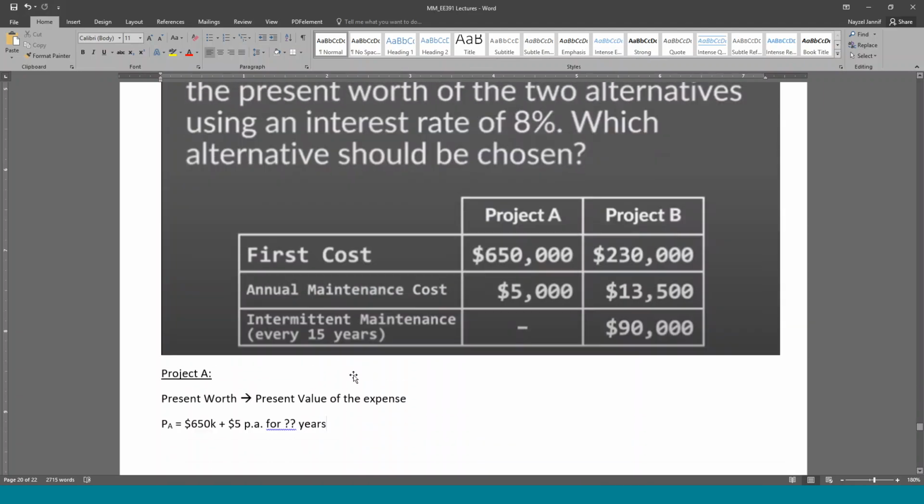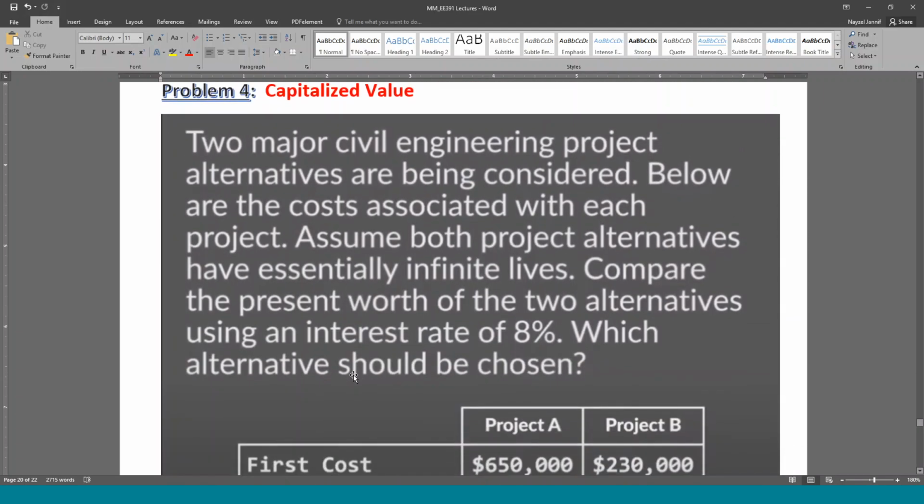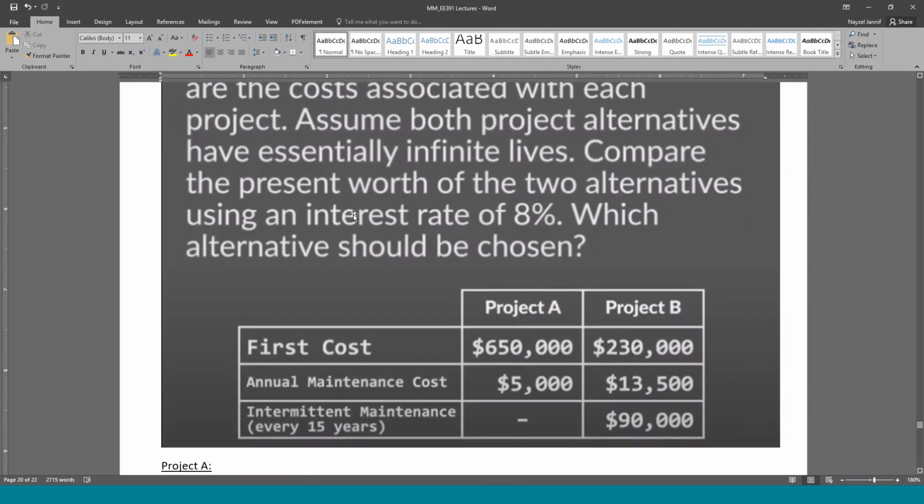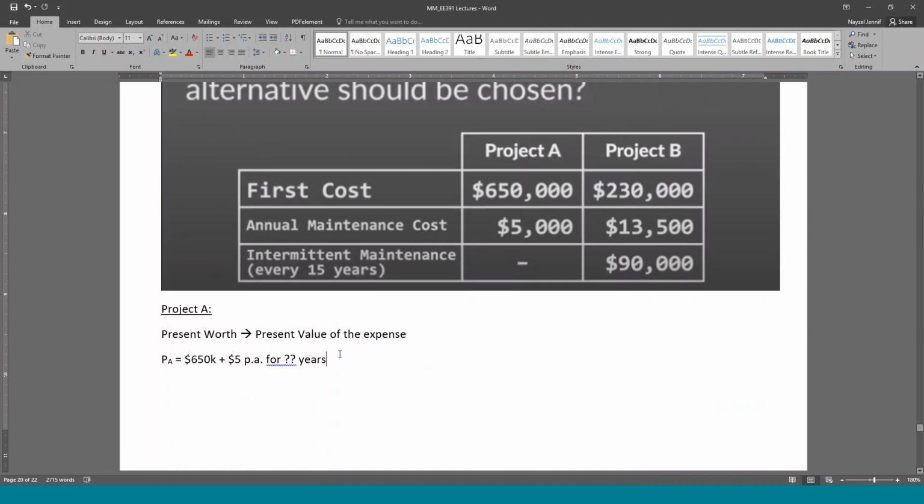I want you to read. By the way, guys, you don't have to write down the questions here. I have supplied the questions to you on the Moodle shell. Now tell me, how many years, guys? How many years do we have to calculate this?